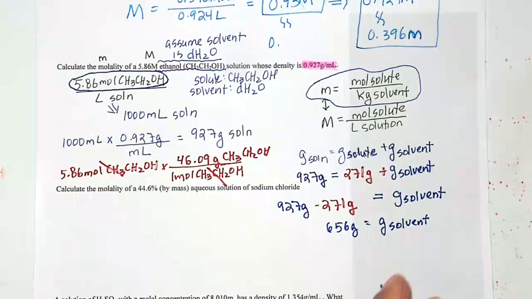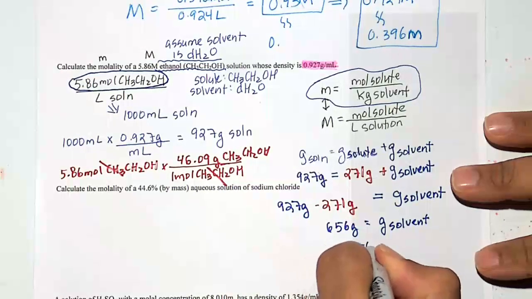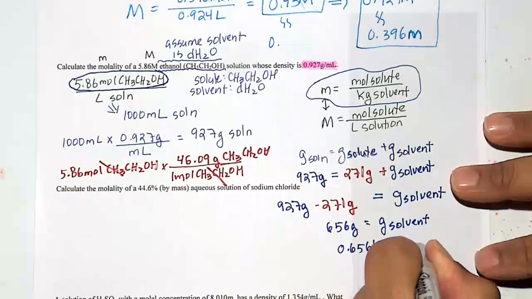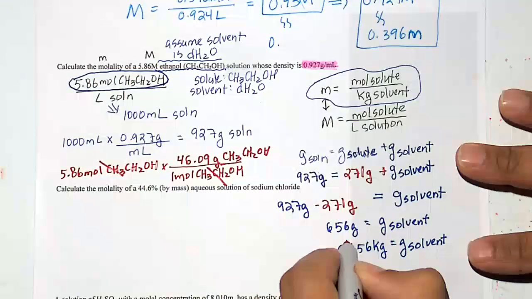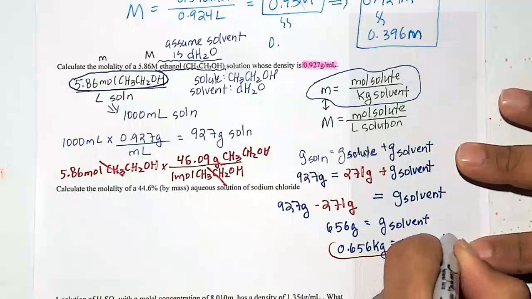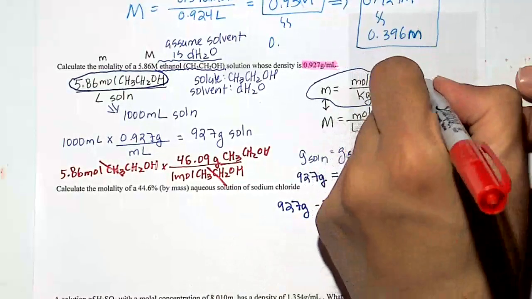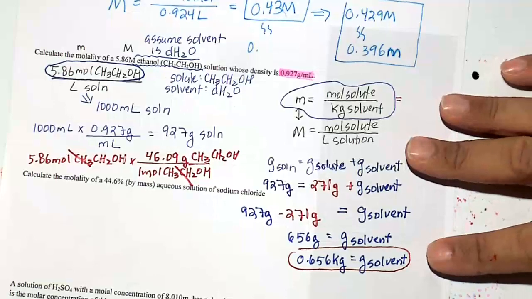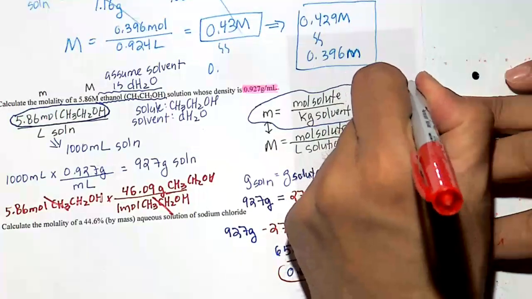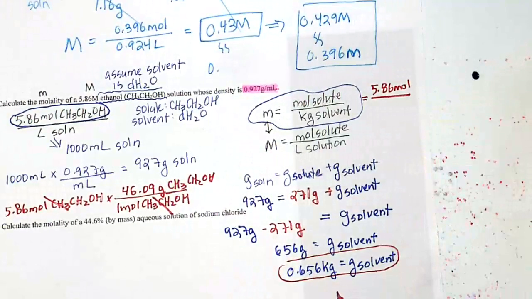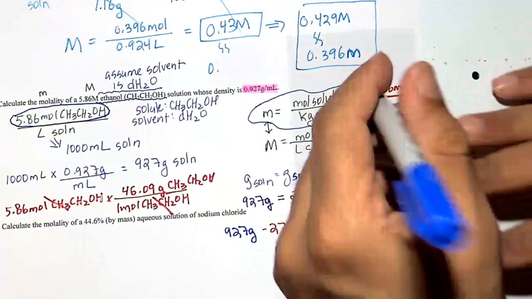All right, let's convert that to kilograms of solvent. What is that in kilograms? That's 0.656 kilograms. You take the decimal and move it 3 to the left, so that's 0.656 kilograms. And I think we are all set to solve this. This is going to equal moles of solute, which is 5.86, over kilograms of solvent, which we can assume is water, is 0.656.